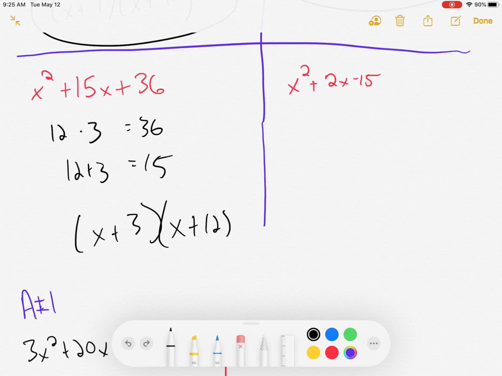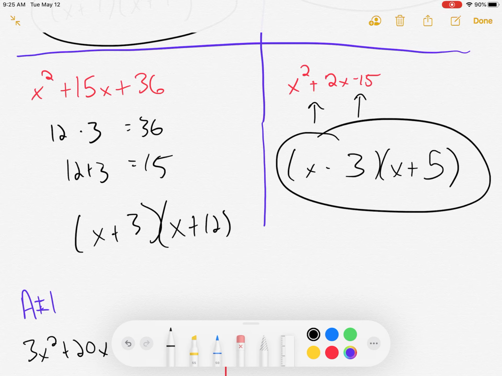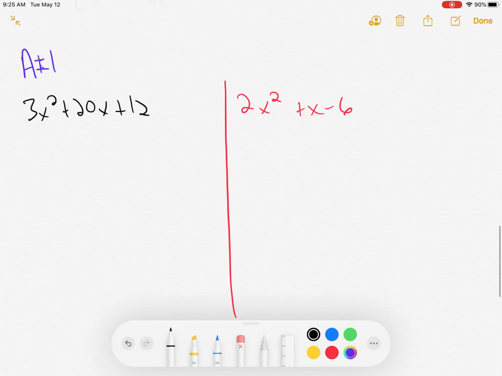Last up we have x squared plus 2x minus 15. They have to multiply to be a negative. That tells us one of them is going to be x plus and one of them is going to be x minus. So what numbers multiply to 15 and add up to positive 2? Well, 5 minus 3. So it's going to be a positive 5 and a negative 3. Hopefully that was somewhat of a review for you.